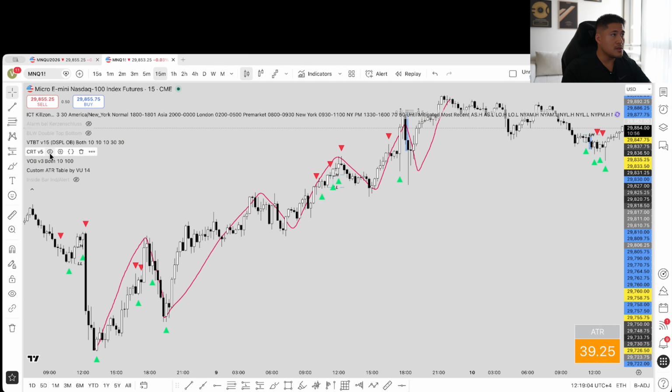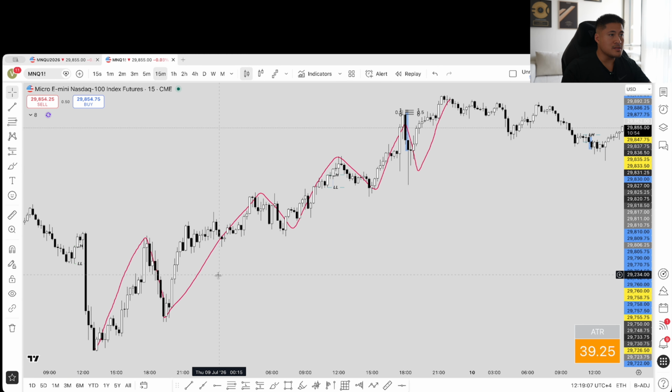Let me just turn this off so that it doesn't annoy us, okay? So as you can see, price is not cleanly moving upwards in a solid line, as you can see, okay?